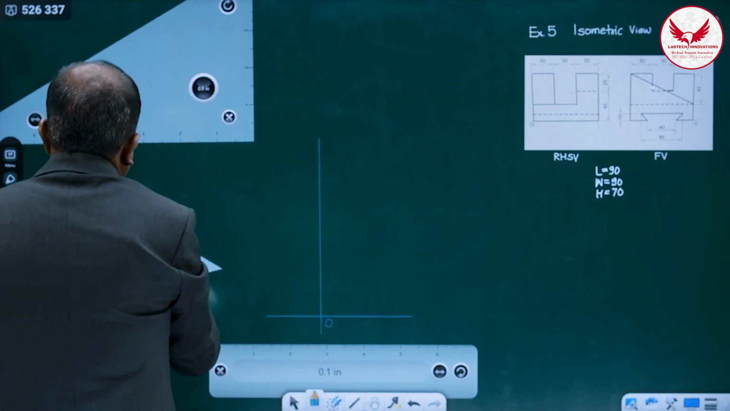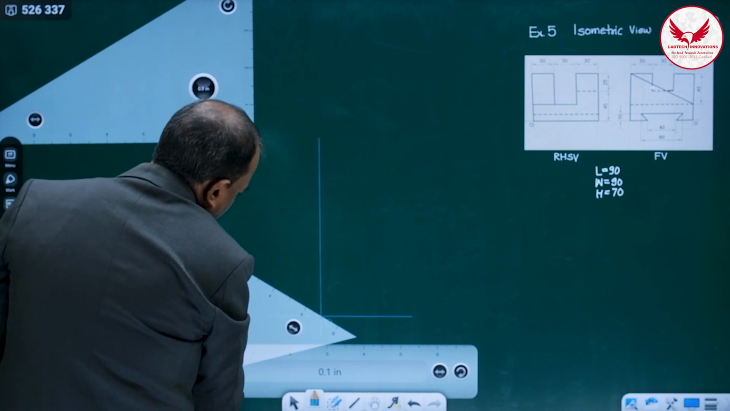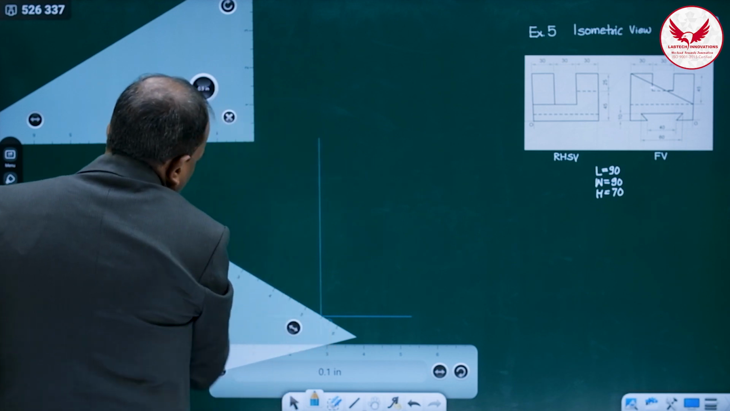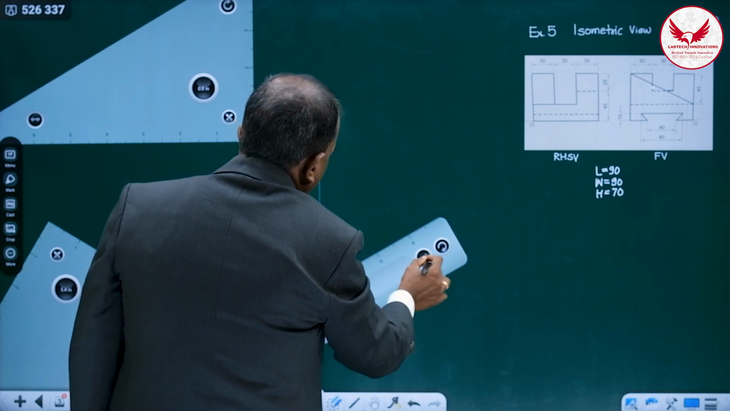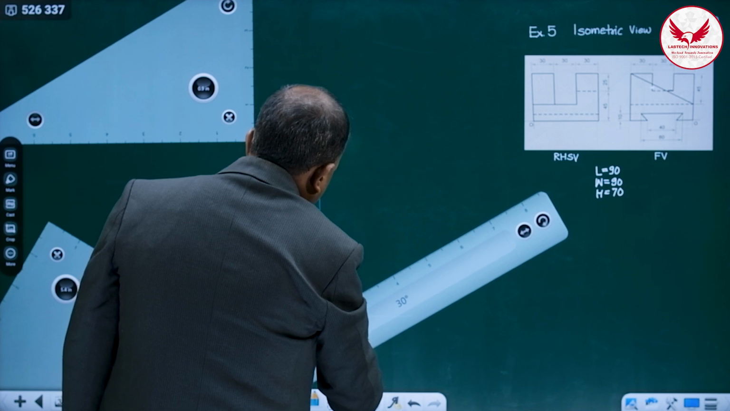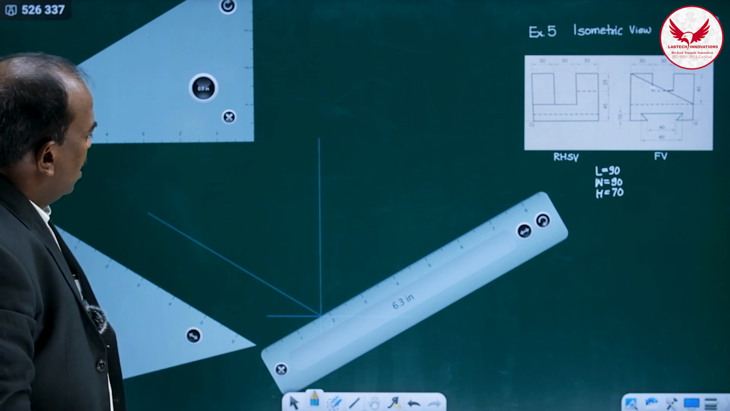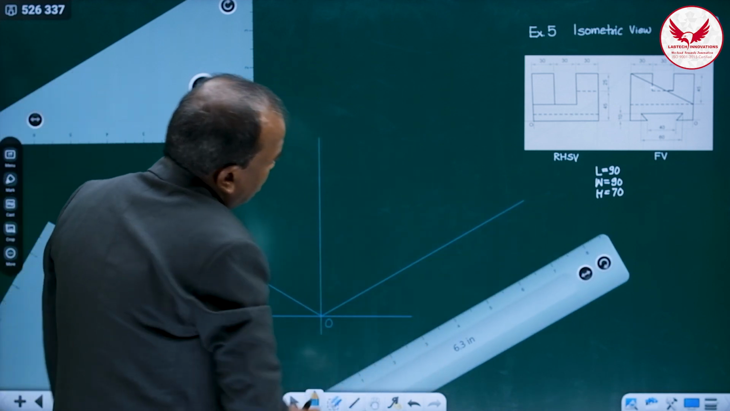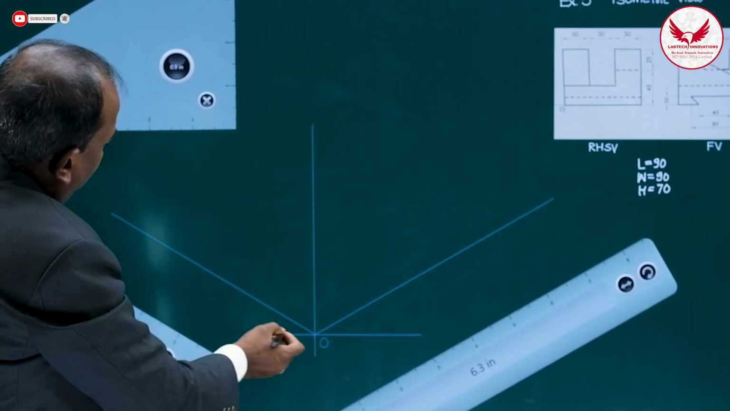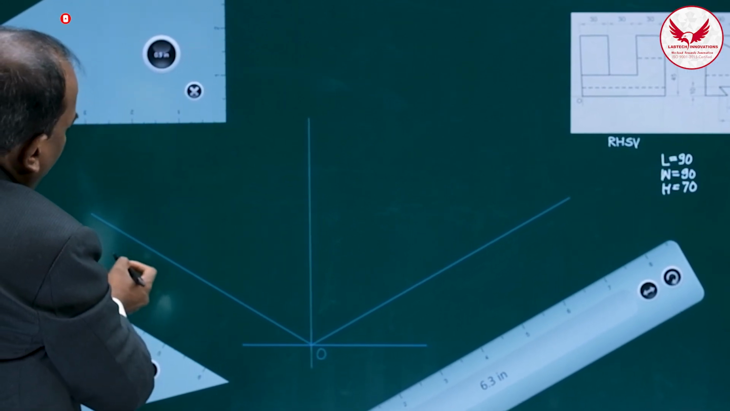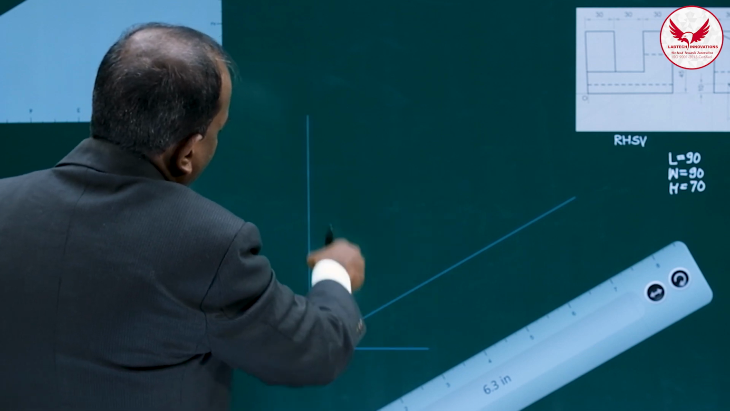Once we mark the origin, then mark two 30-degree lines, one on left hand side and the other on right hand side. So both the lines will be inclined at an angle of 30 degree. This perfect 30-degree angle is very important. After marking this, now you see that object. In the front view, origin is on right hand side, means length will be on left hand side. So this is length, this right hand side is going to be width, and this is going to be height.